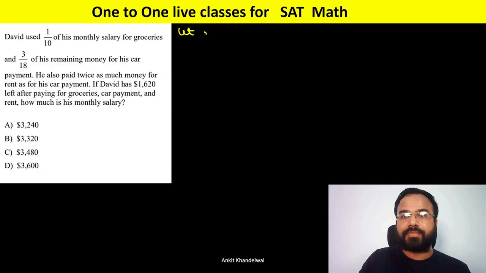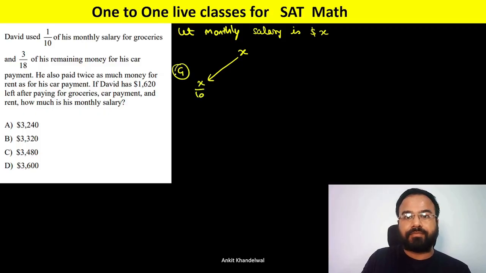So you can say, let the monthly salary be X dollars. From this you can make a table like this. From this X, he paid X by 10 on groceries, and 3/18 of his remaining. So if X by 10 is on the groceries, 1/10 is groceries, so 9/10 is remaining. So 3/18 of this money goes to his car payment.